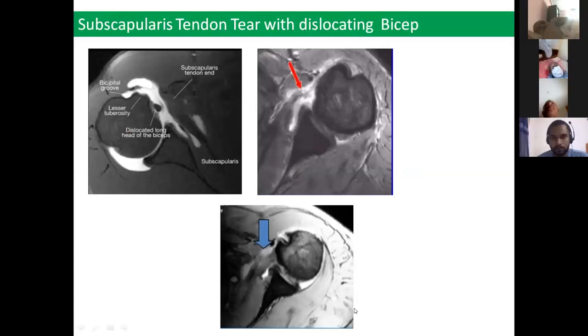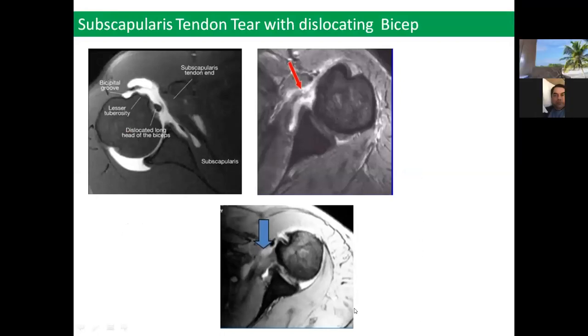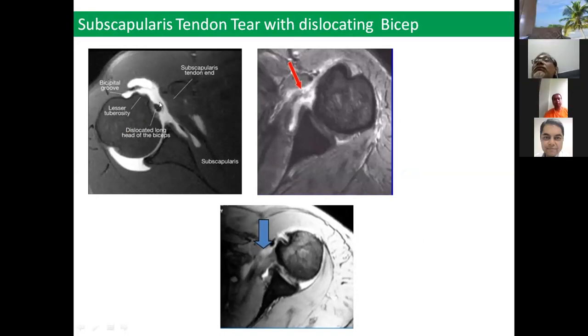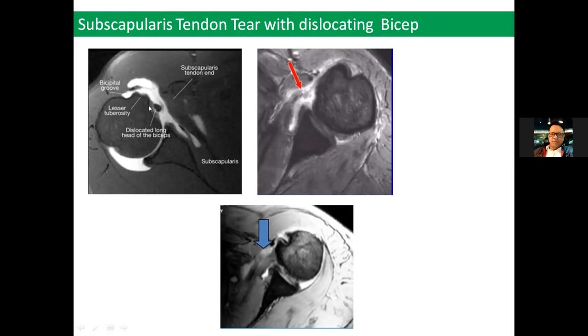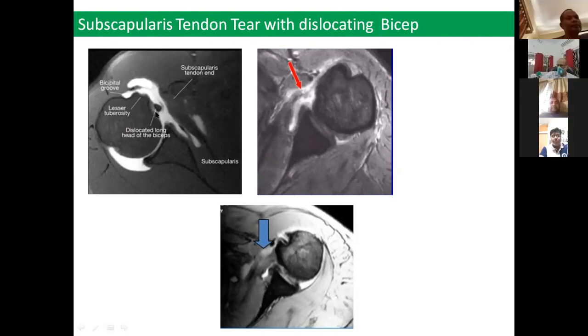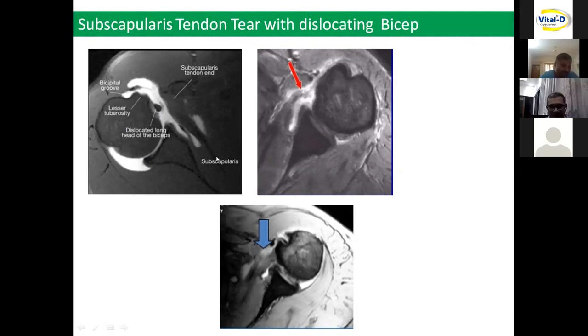And now we come to the very important structure, the so-called pain generator of the shoulder, the biceps tendon. You can see the subscapularis muscle with dislodging of the tendon. This is the biceps tendon, and that is the bicipital groove here. When there is a tear of the subscapularis muscle, it is sometimes associated with dislocation of the biceps tendon. You can see the dislocating biceps tendon, the subscapularis tendon, and this is the subscapularis muscle.